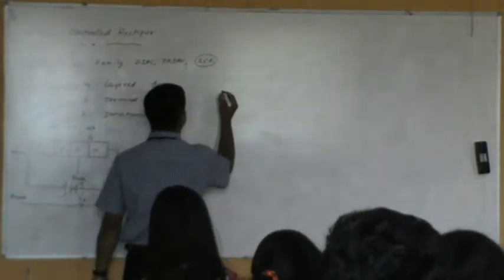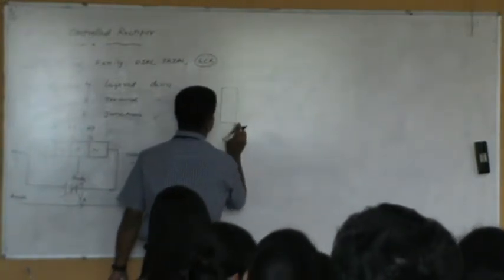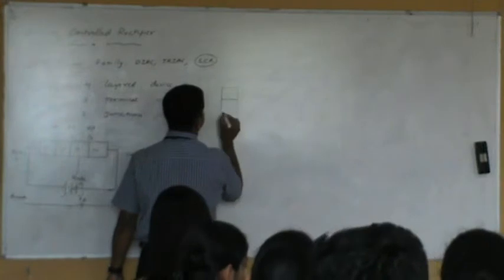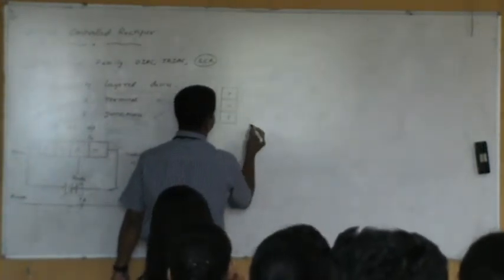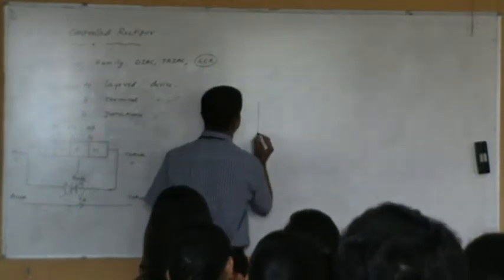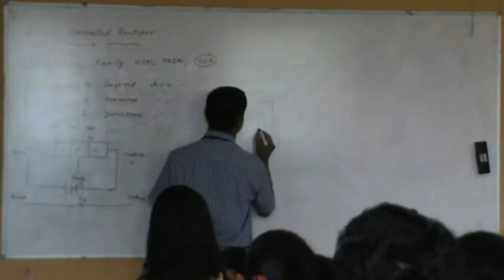This device can be interpreted as two transistors connected back to back. One is going to be a PNP and the other is going to be an NPN transistor.